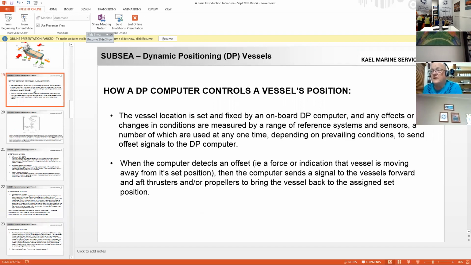Okay, so when a computer detects an offset, which is a force or an indication that the vessel is moving away from its set position, then the computer sends a signal to the vessel's forward and aft thrusters and propellers to bring the vessel back to the assigned set position.